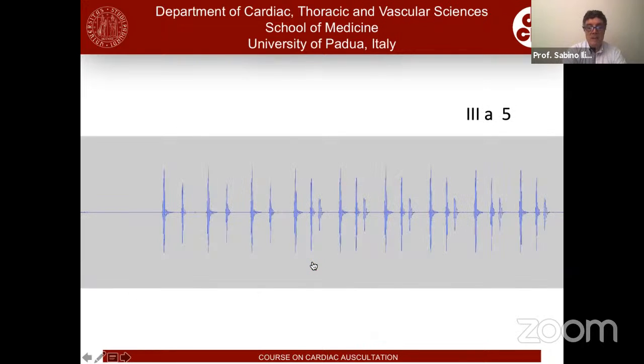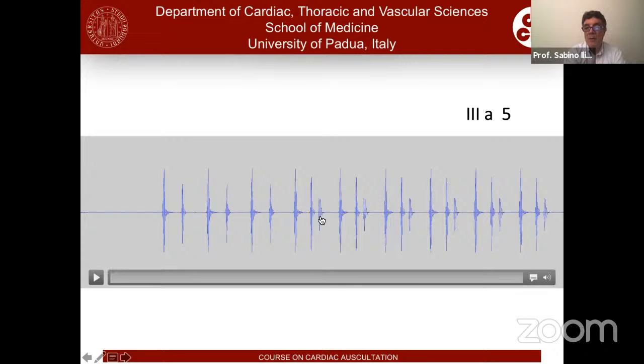So this is an interesting case, and you will see again that the first 3 beats will be filtered. Then there is something new. A third sound will appear, and then the murmur will appear.